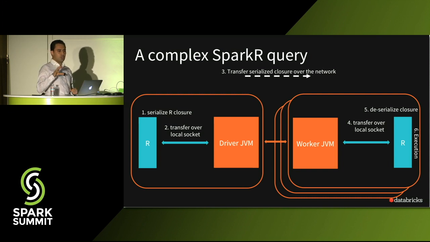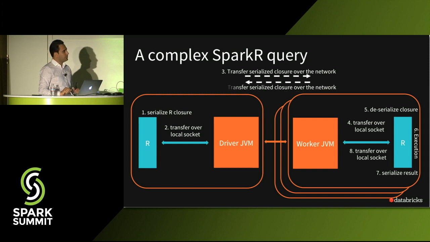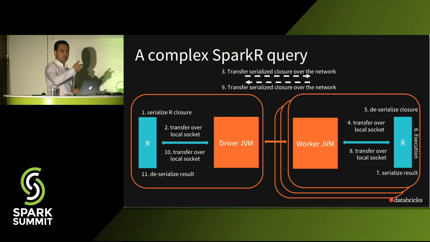So at this point, our user code has been executed inside the R process. It will then get its result back, serialize it again, and transfer it over the local socket to the JVM of the worker, and then the worker will send it over to the driver. The driver will transfer it over the local socket to the R process, which will deserialize it and return the result to the user. Okay? So, a whole number of steps.